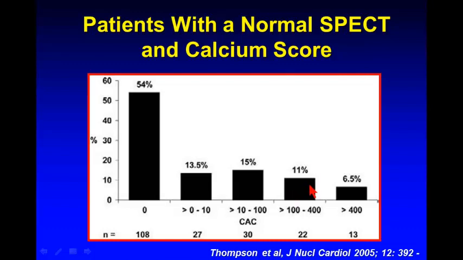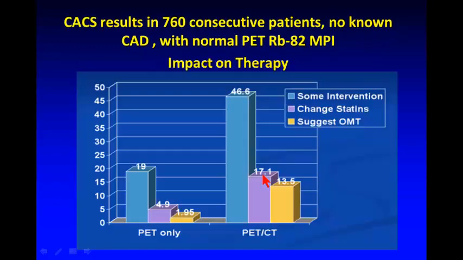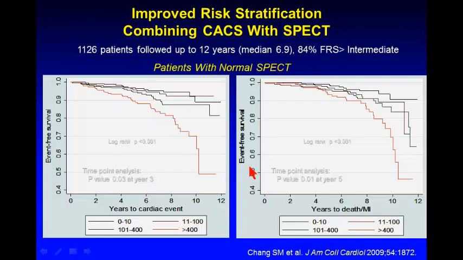This is similar data from Mid-America Heart Institute, where they show on their SPECT that among the normal scans there is, again, about 20% with high calcium, more than 100. And on their PET, it was even much higher in this patient population. The interesting part is that if you use the nuclear medicine data only, and this is data from the Mid-America Heart Institute, you are going to change statin therapy in only 4.9%. Once you add the calcium score data, now you're going to order more statins. And so it does impact patient management and patient therapy.